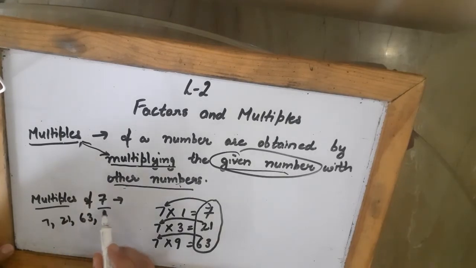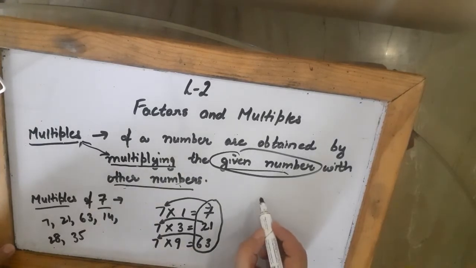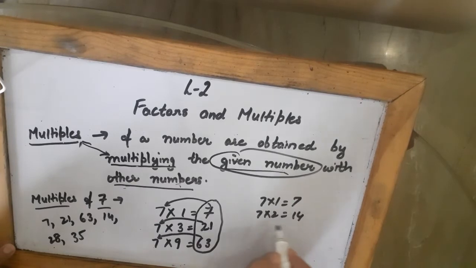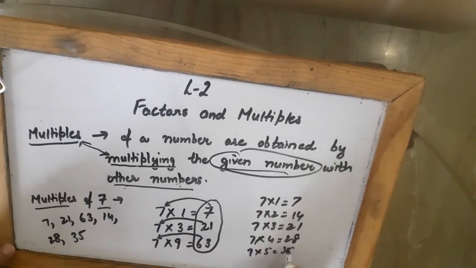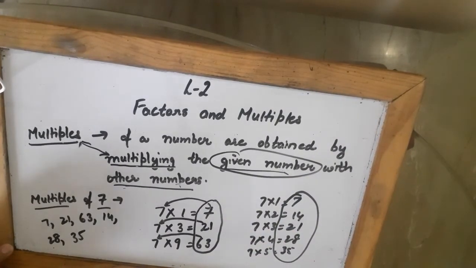You can multiply it with 2: 7 twos are 14. 7 threes are 21. 7 fours are 28. 7 fives are 35. So when I am writing the table of 7, it means I am writing the multiples of 7. So all these are the multiples of 7. How do we get the multiples of 7? By multiplying 7 with other numbers.